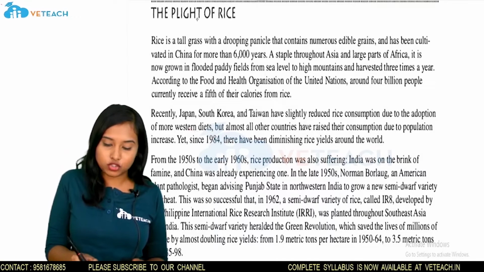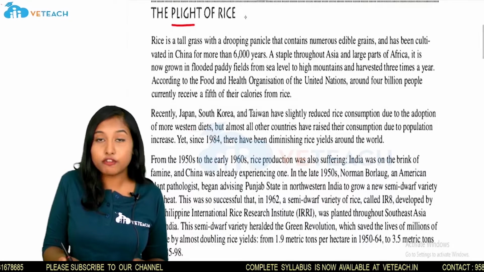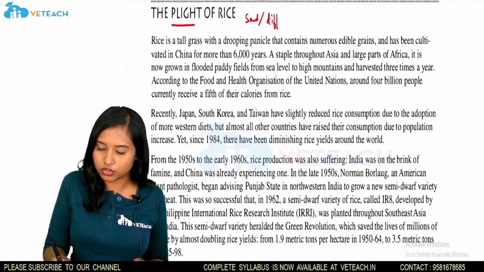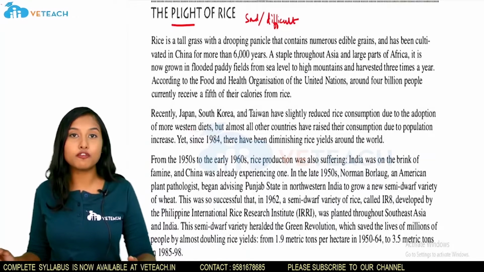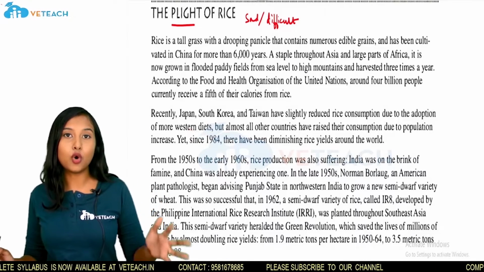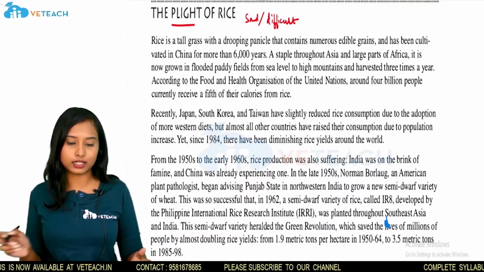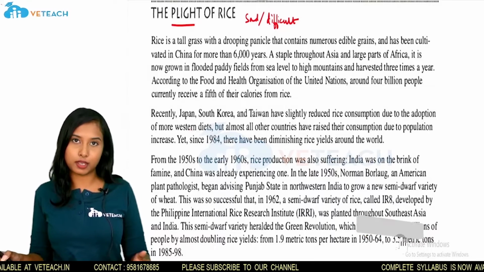The title of the passage is The Plight of Rice. What do you mean by plight? The meaning of plight is a sad or difficult situation. So if you know the meaning of plight given in the title, you know what kind of tone this passage is going to be in, right? The word plight in the title is setting the tone of the entire passage.